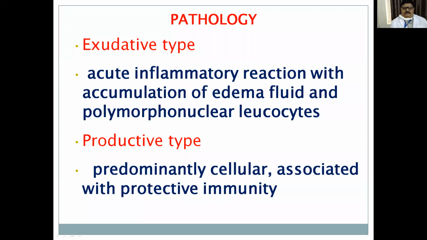We have exudative type and we have productive type. Exudative type, as the name itself suggests, is an acute inflammatory reaction with accumulation of edema fluid and polymorphonuclear leukocytes. Productive type is predominantly cellular, associated with protective immunity. So this is where you can distinguish whether the outcome is going to be helpful to the host or not.